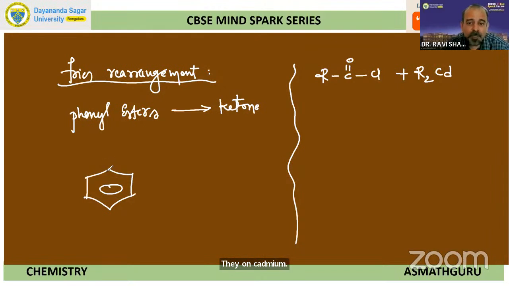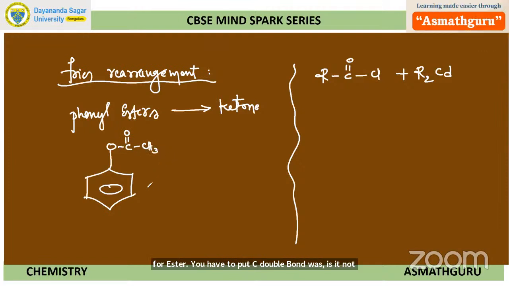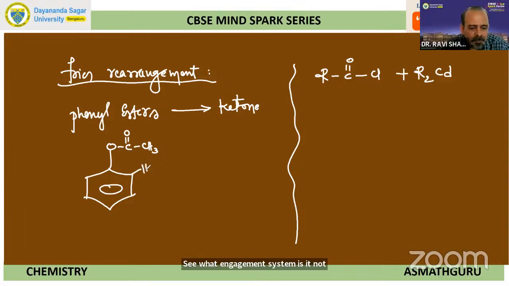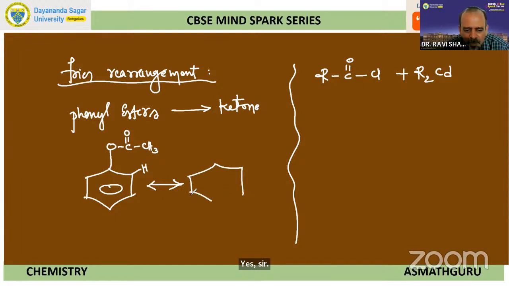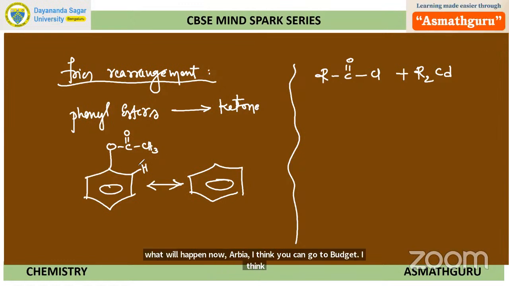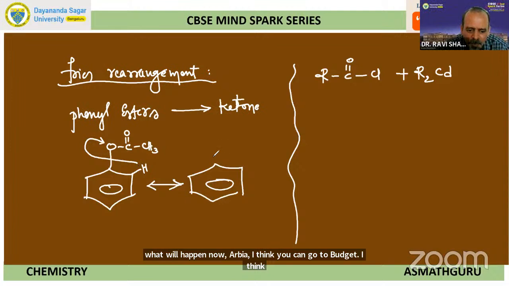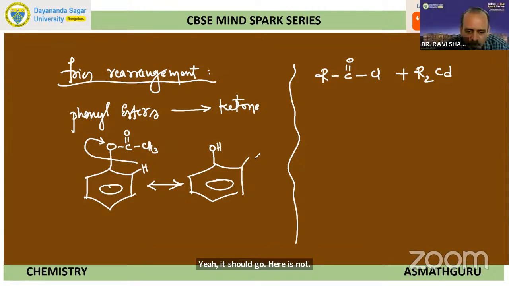First, I will take a question. What is phenol? This is a phenol, OH, and I will remove the H. What is ester? For ester, you have to put C double bond O CH3. CO linkage means ester. And here one H is there. What will happen now? The ketone with CH3. H will go here. It becomes OH, ketone, and that place is taken by COCH3.